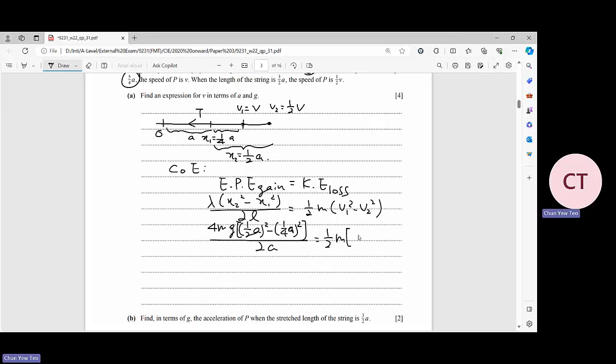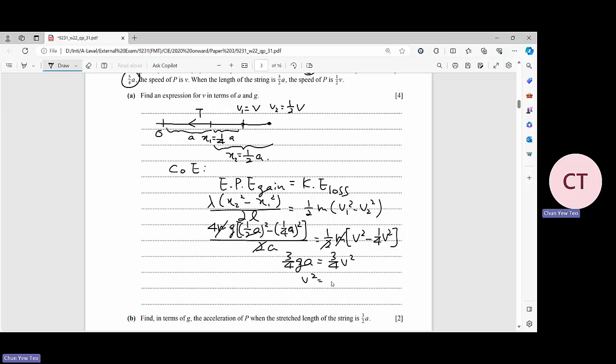Your V1 is V square. Your V2 is a half V, so it will be 1 over 4 V square. Cancel the M, cancel the 2. So you will have this simplified. The left-hand side, if you simplify it, you will get 3 over 4 GA. Your right-hand side, if you simplify it, you will get 3 over 4 V square.